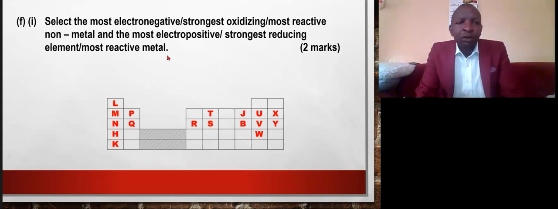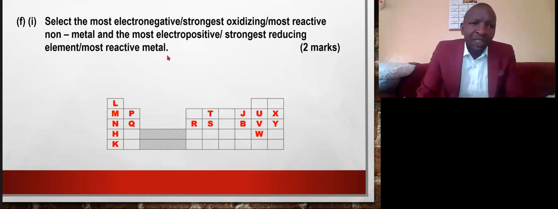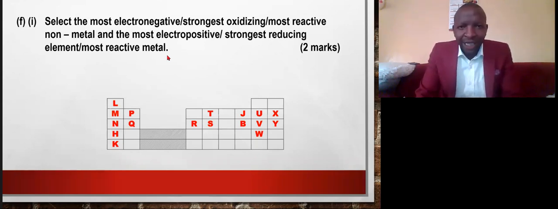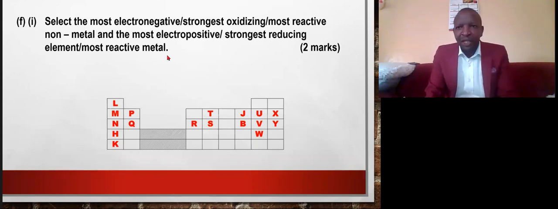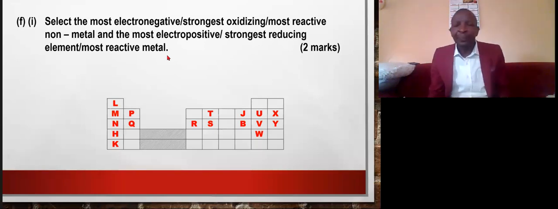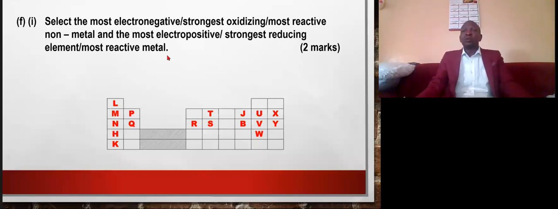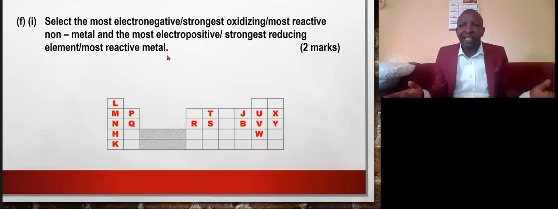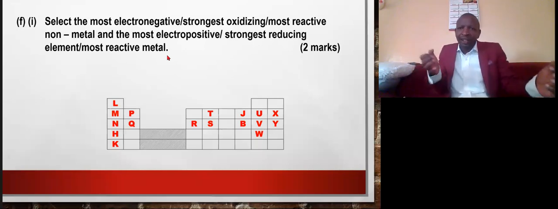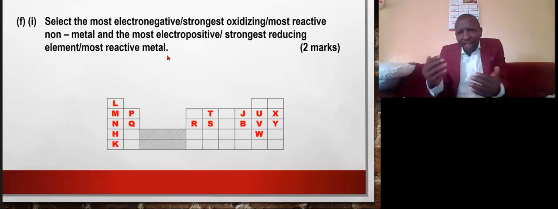Now for non-metals, it will be the most electronegative, the strongest oxidizing agent, the most reactive non-metal. Here you go for which group? Group 7. The top or bottom? The top. So we are talking about the non-metal with the smallest atomic radius, so that it can attract the electron to the shell.